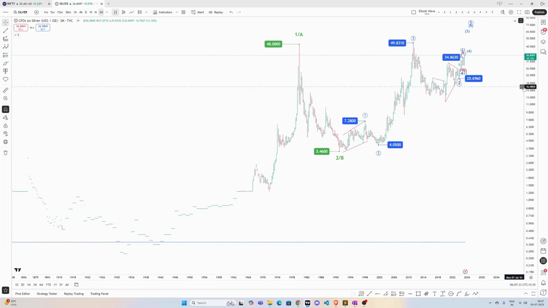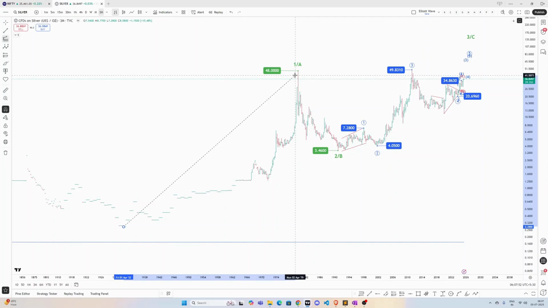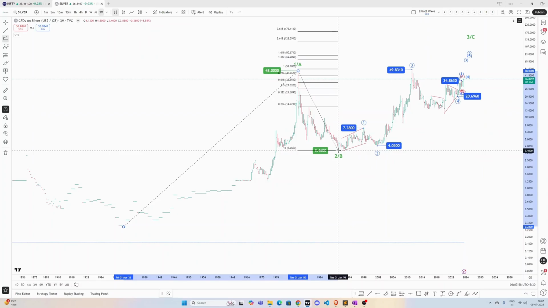To estimate the size of wave 3 or C, this one, we can take an estimate of how long it could be based on equality of this wave 1 or A. For that, let's measure the size of 1A and this retracement in 2 or wave B. That gives us a target of 51.18, and that has not yet been achieved, even though this wave 3 within this 3C came very close to it.